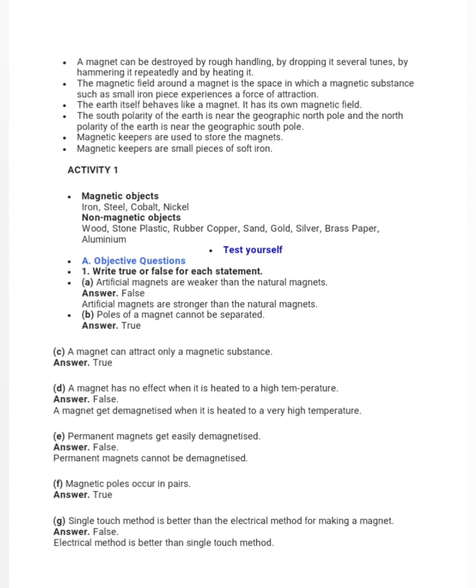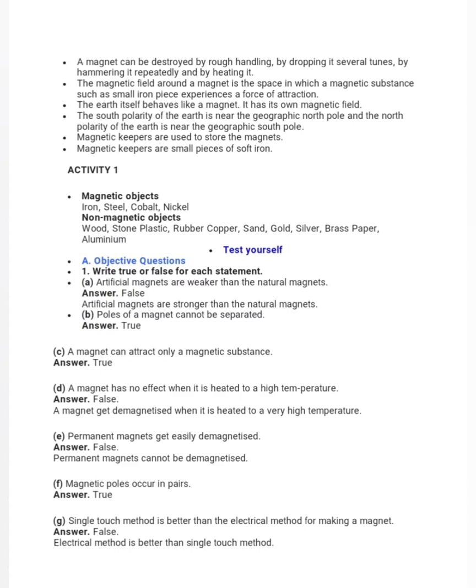Magnetic keepers are used to store the magnets. Magnetic keepers are small pieces of soft iron. Activity 1. Magnetic objects. What are those? Yes, children, iron, steel, cobalt and nickel. And what are the non-magnetic objects? Wood, stone, plastic, rubber, copper, sand, gold, silver, brass, paper, aluminium. So wood, stone and plastic and rubber and copper and sand, all these are the non-magnetic objects.